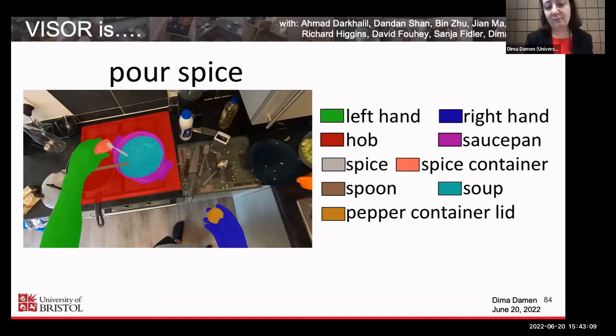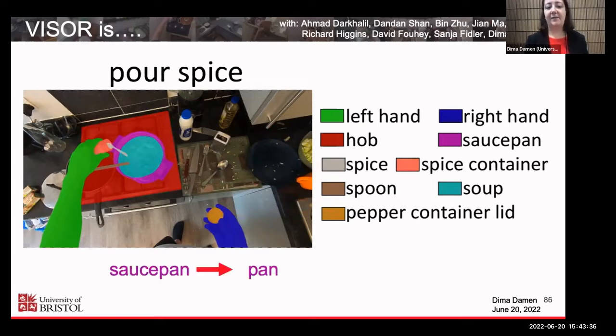So this is what you will have with Visor. You will have these frames that have been labeled. You'll be able to have semantic knowledge. So you have the left hand, the right hand, you have the hob, you have the saucepan, you have the spice being poured, the spice container, the spoon that is occluded, the soup, and then what's in the hand, right? So you have every active object. You don't have segmentations of the rest of the image.